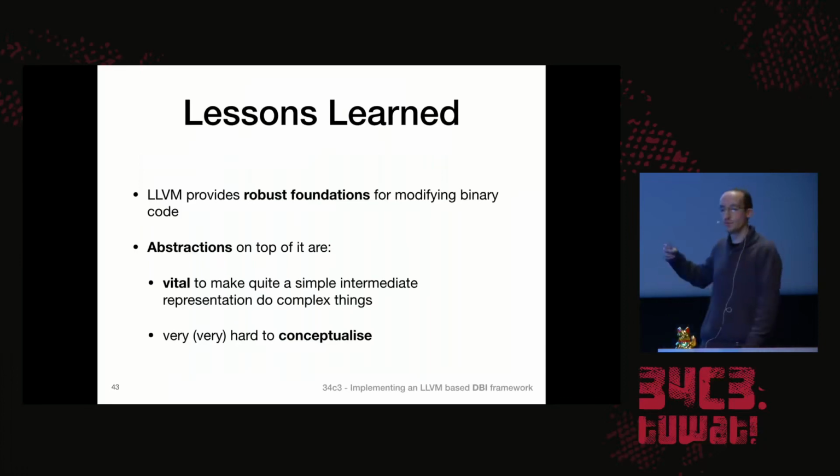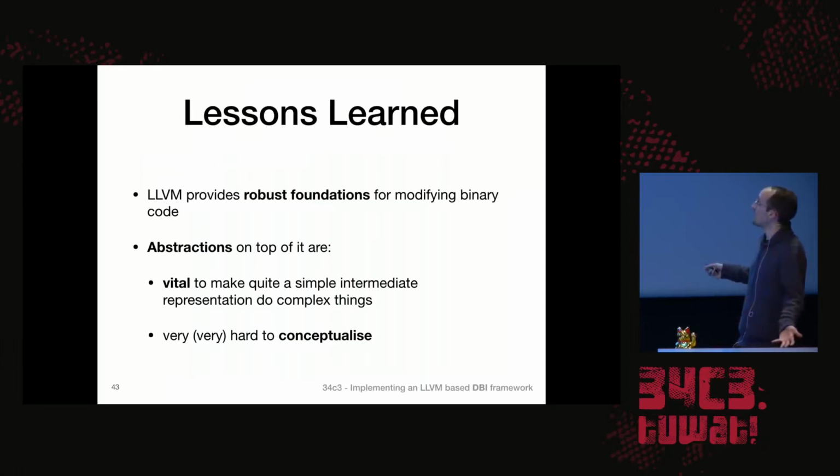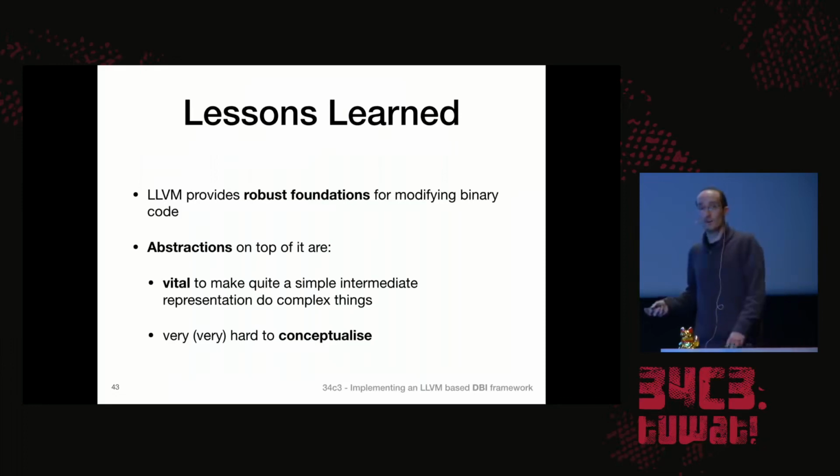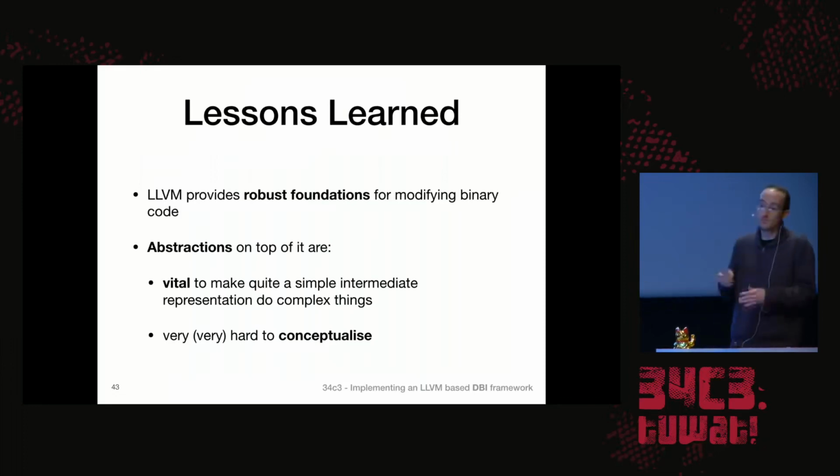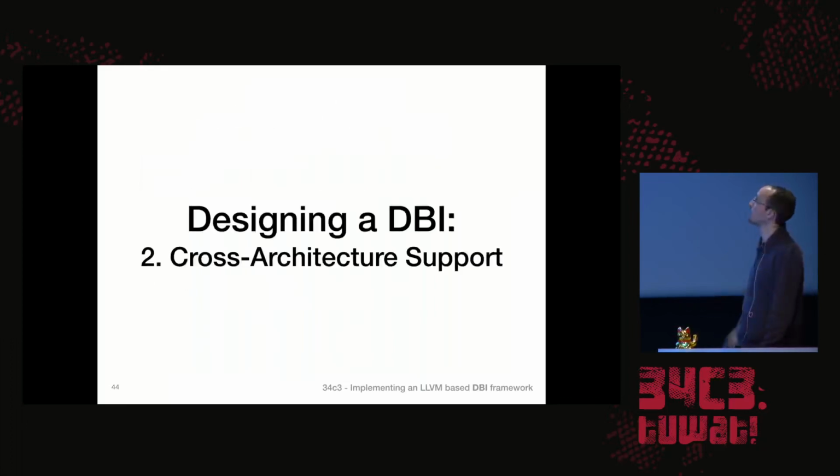So you really need to focus on abstraction, and we were quite surprised how hard it was to create this abstraction, and honestly, it's still a work in progress. But it allows us to make quite complex transformations in something that is very easy to read. You just have your list of operations. It's very easy to understand what the DBI is doing on your binary. So I will hand the remote to Charles for the next part.